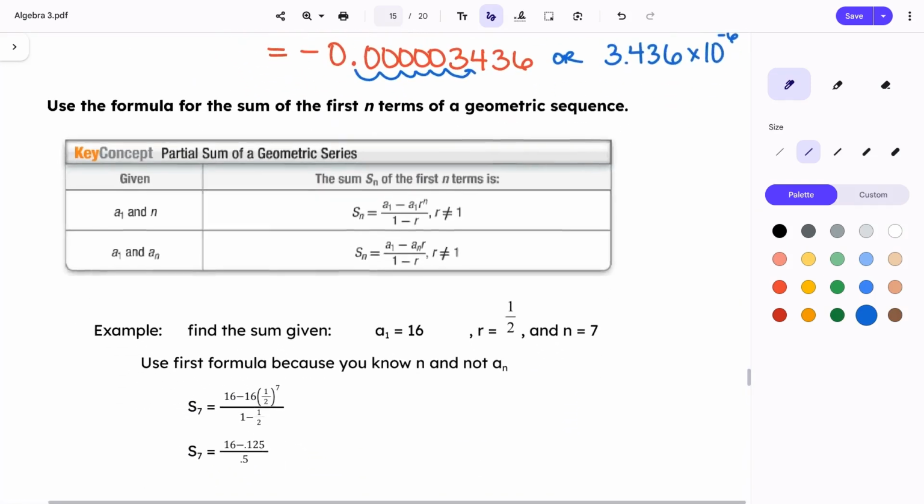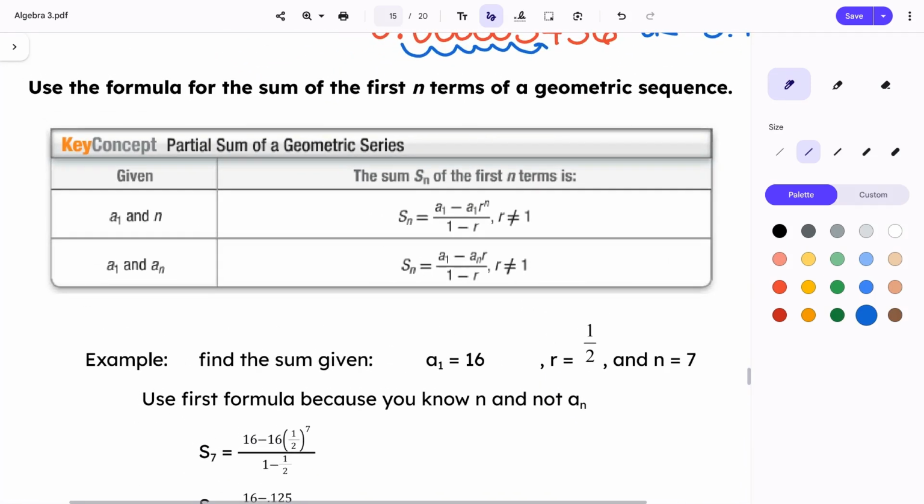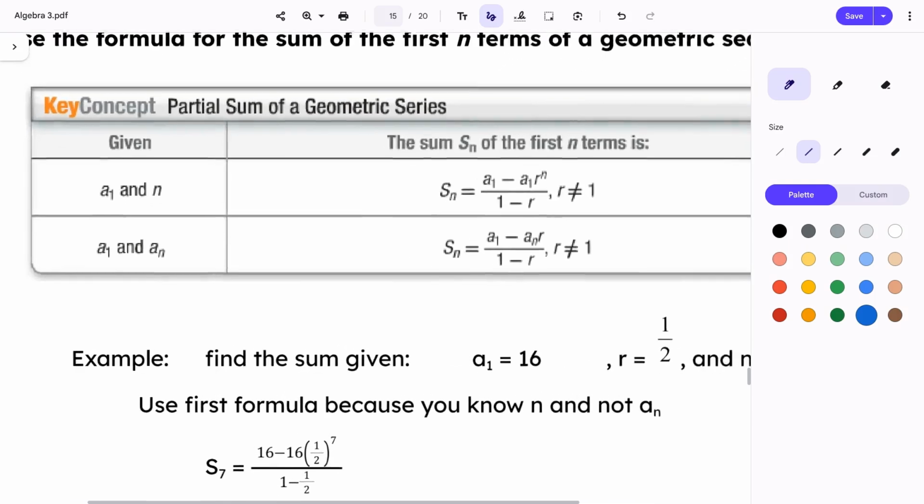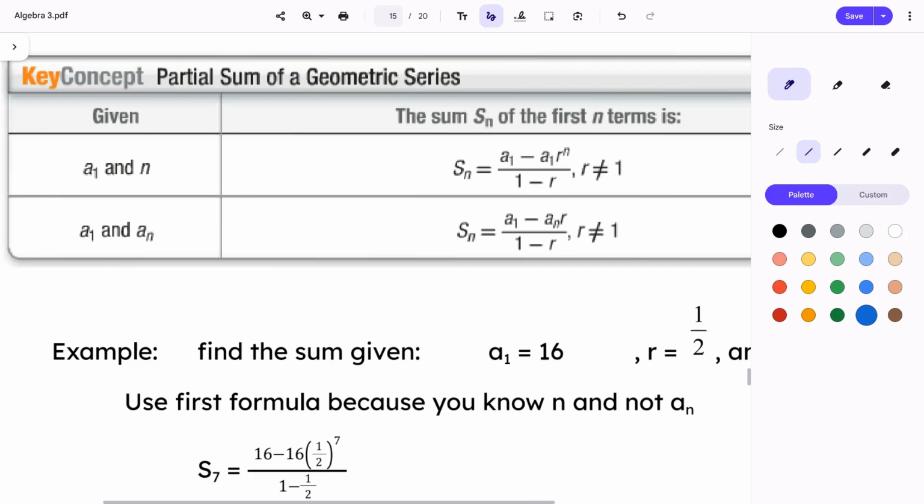Okay, let's talk about how to find the sum now. So remember, the sum of a sequence is when you find all the terms and you're adding them all up. Now, we don't always have to find all the terms, though. So they give us two cases, depending on what kind of information they give you, of how you could find the sum. The first situation is if they give you A1, so the first term, and N. N would be the number of terms that they want you to find. If you have that piece of information, you're going to use this formula, the one on the top there.